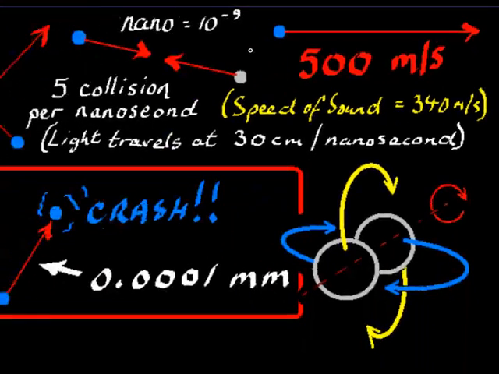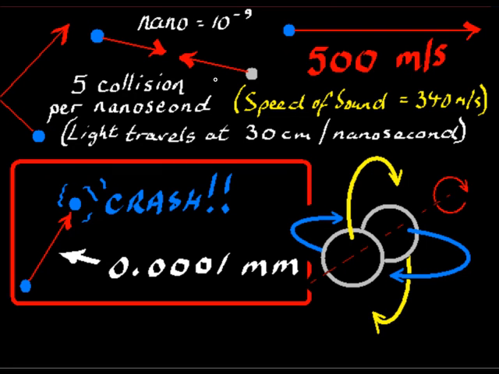It's really, really fast. Now, because they're moving around so fast, they're crashing into each other very frequently also. In fact, they collide with each other 5 times in 1 nanosecond. So for each nanosecond, each molecule collides 5 times into another molecule on average. So what is a nanosecond? Nano is 10 to the power of minus 9.